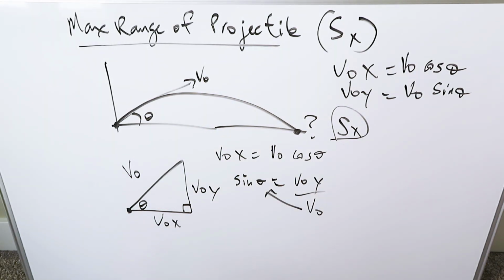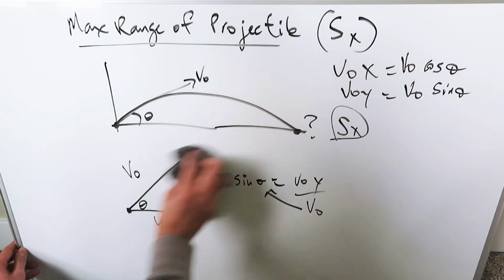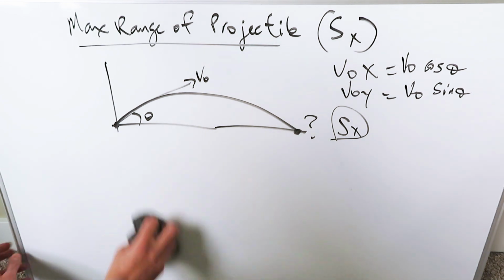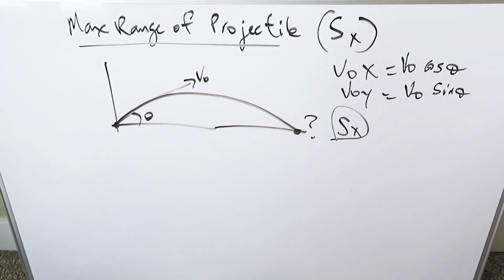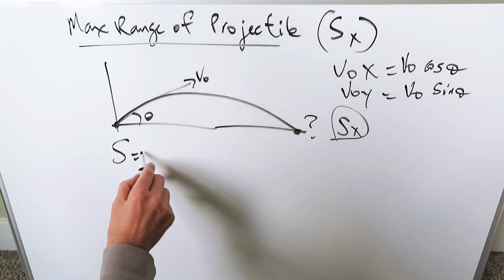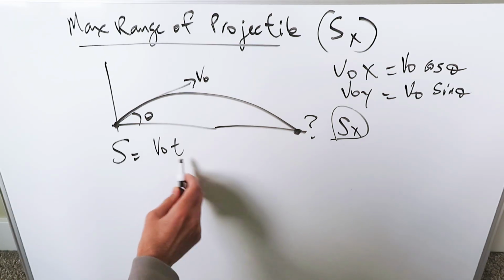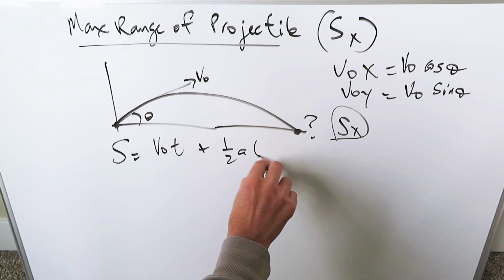I've given you two equations. They help you get to where you need to be, but you're not there just yet. Now we have to do something with these. We're looking here at the maximum range of your projectile, your Sx. One of your laws of motion is a displacement equation, which is equal to what? Initial velocity times time plus half a t squared.